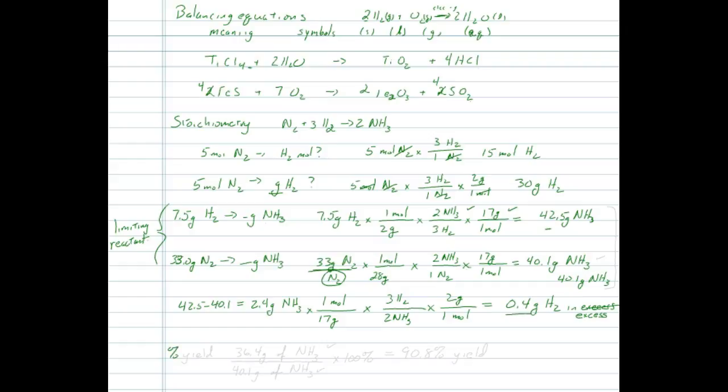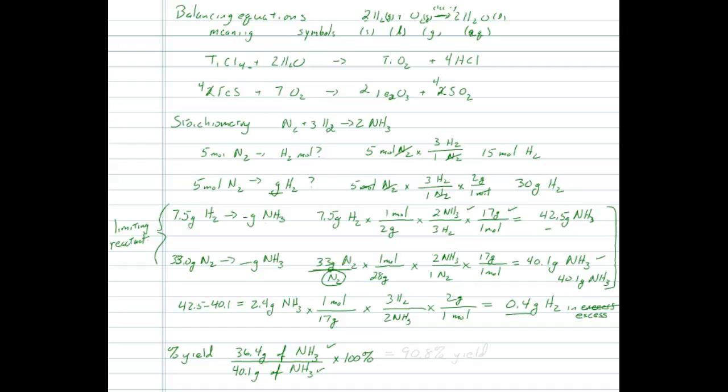The last stuff is percent yield. If they tell you that in the above limiting reactant problem, you actually produced 36.4 grams of ammonia, what is the percent yield? Well, you produce that divided by 40.1 grams of ammonia, which is how much you really theoretically could have done. So it's the actual divided by theoretical times 100.